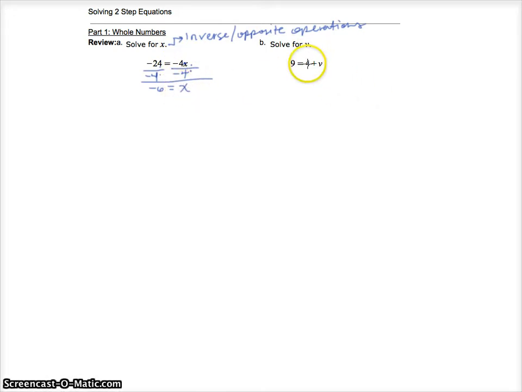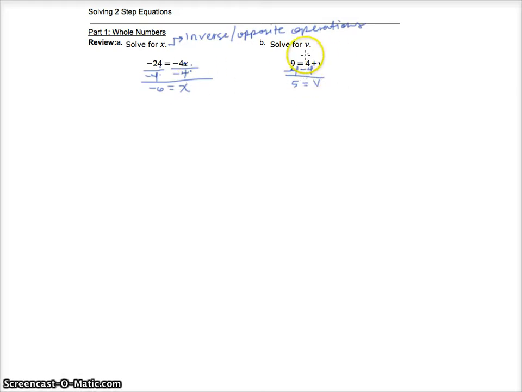Here I have 4 plus v equals 9. Now this is a deceptive problem because there's a plus here, but I'm actually going to subtract because this is a positive 4. So I want to think the opposite of positive is subtract. So I'm going to subtract 4 from both sides. 9 minus 4 is 5 equals v.